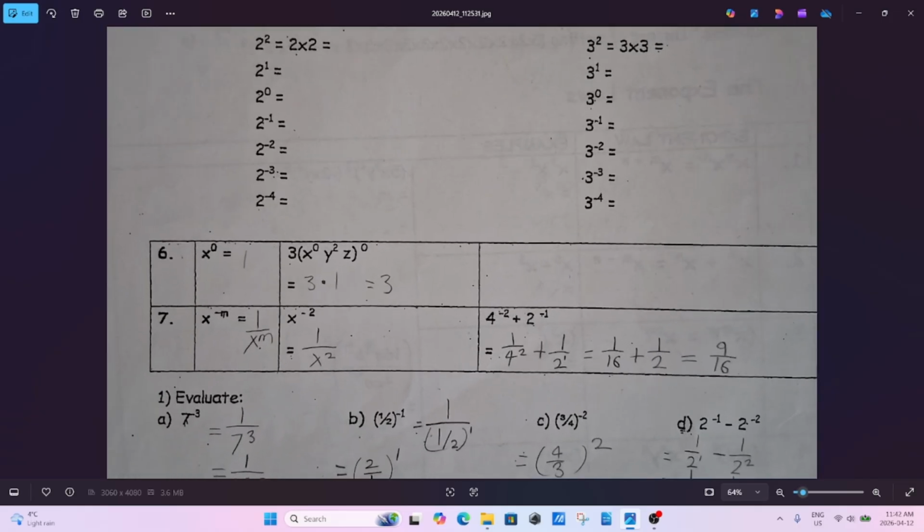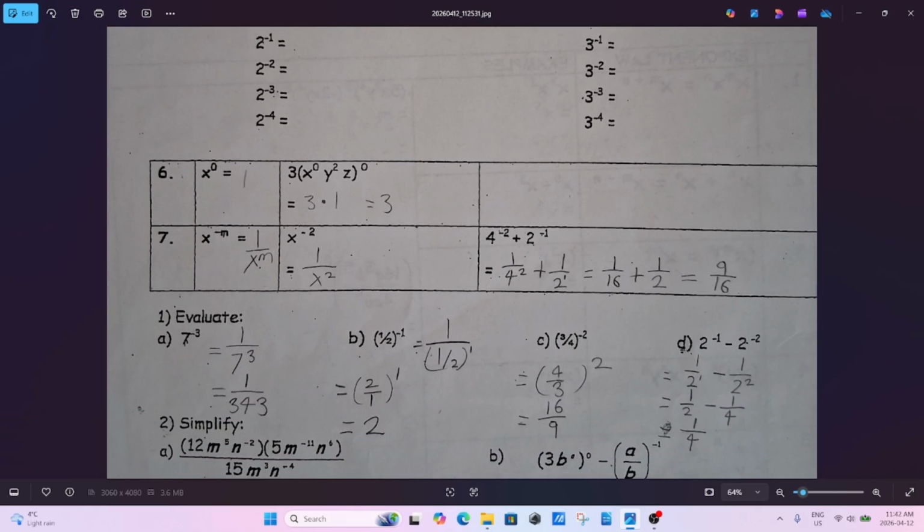So number 6, x to the 0 equals 1. So anything to the exponent 0 is 1. So 3 x to the 0 y squared z, all to the 0, equals 3 times 1, because anything in the bracket to the 0 is 1. So 3 times 1 equals 3.